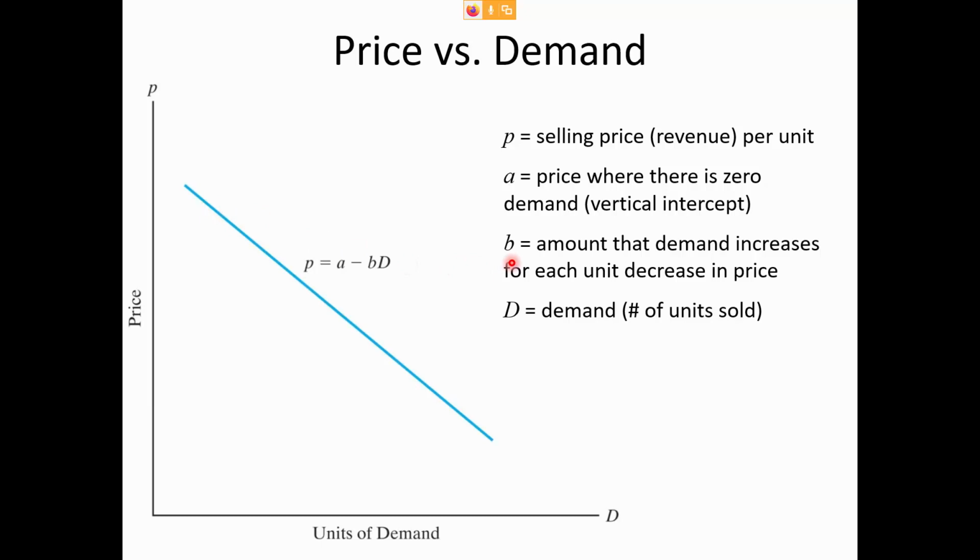Now B is the slope of the line. So B is the slope of this blue line, and it's how much the demand increases for every unit decrease in price. So if you decrease the price of the thing you're selling by $1, how many additional units are being sold because of that reduction in price? That's B, the slope of the line, and then D is the demand itself. And so that's how we can relate the price and demand, with these two other variables, the intercept and then the slope of the line.